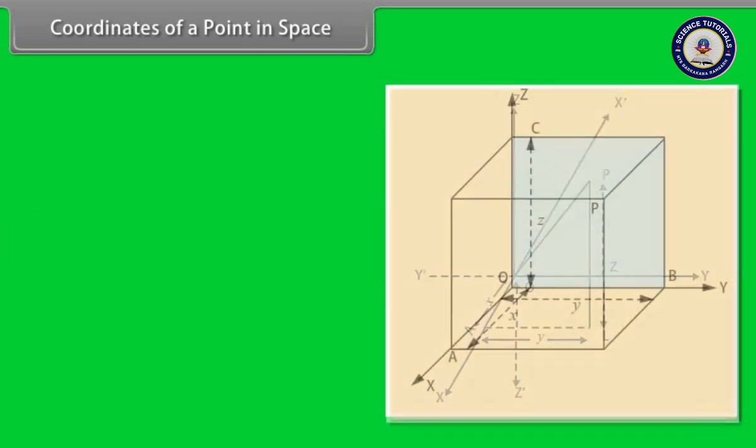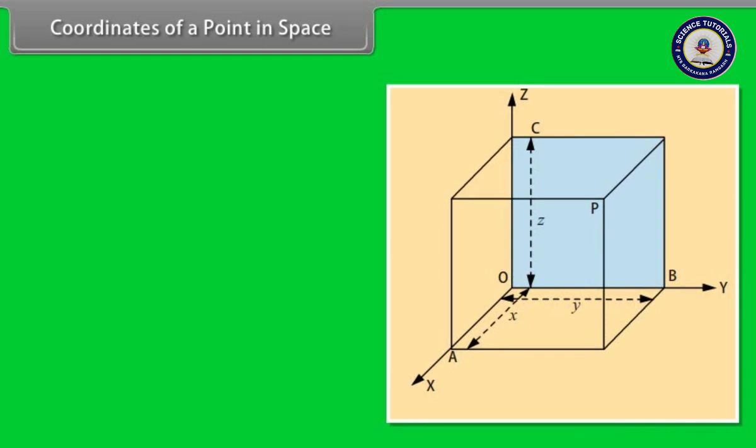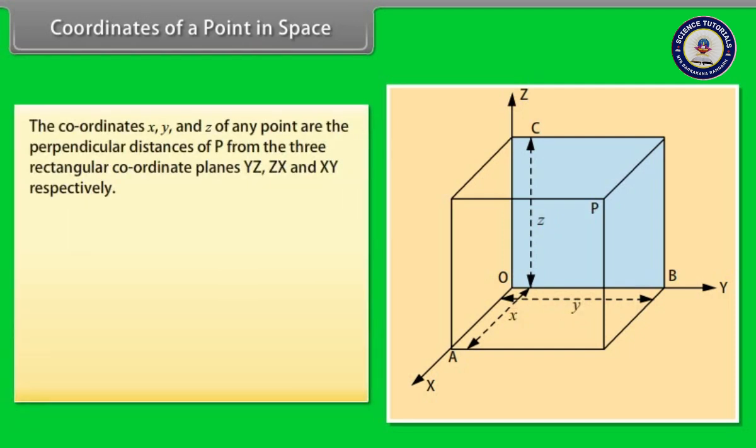Again, if we complete a rectangular parallelepiped through P with its three edges OA, OB, and OC, meeting each other at O and OP as its main diagonal, then the lengths OA, OB, OC, that is X, Y, Z, are called the coordinates of the point P. The coordinates X, Y, and Z of any point are the perpendicular distances of P from the three rectangular coordinate planes YZ, ZX, and XY respectively.